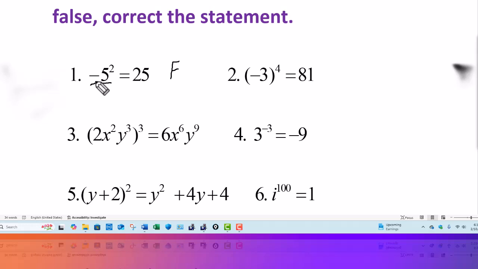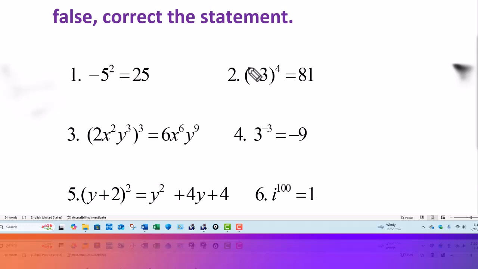It's written in this form, and doesn't have parentheses on the negative. So basically it's saying square this, that's 25, and then apply the negative. Now if it was written in this form, here the base is 5 for the exponent, and then you apply the negative. If you put it this way, the base is -5, you square that, -5 times -5 would be 25. In this case it's false.